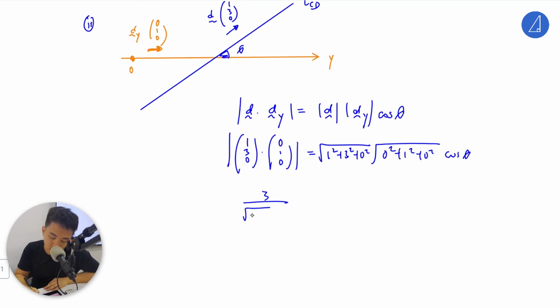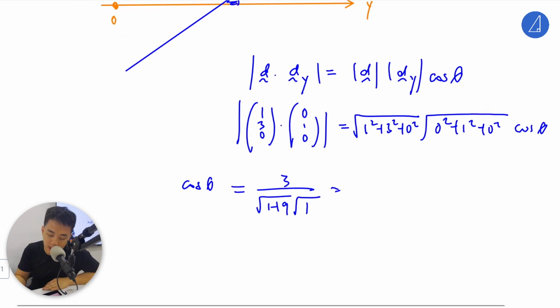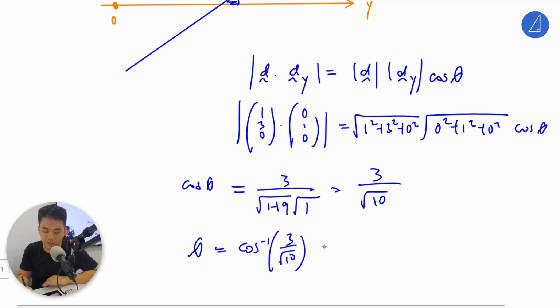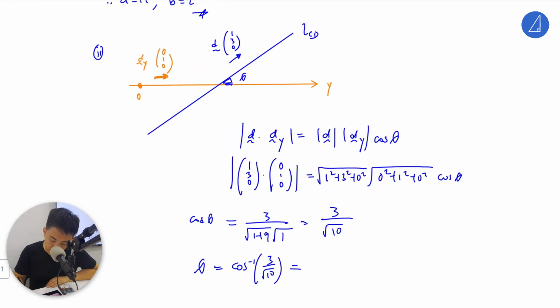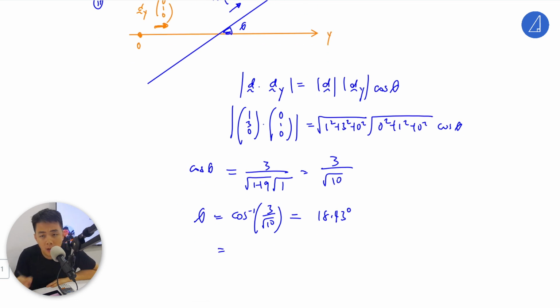So it's 3 over root 1 plus 9, which is 3 over root 10. In the calculator, theta is cosine inverse of 3 over root 10. So the angle will be 18.43, which is 18.4 degrees to the nearest 0.1 degree.